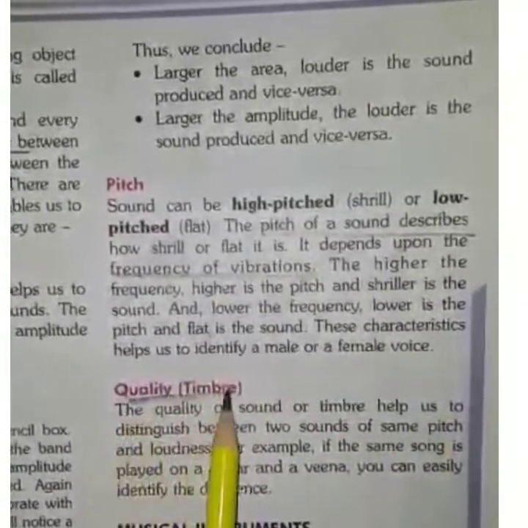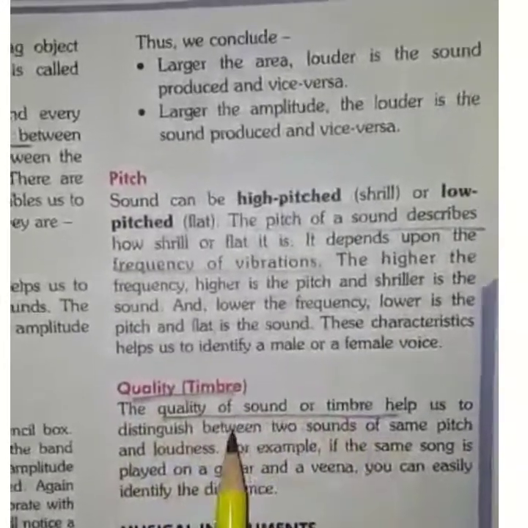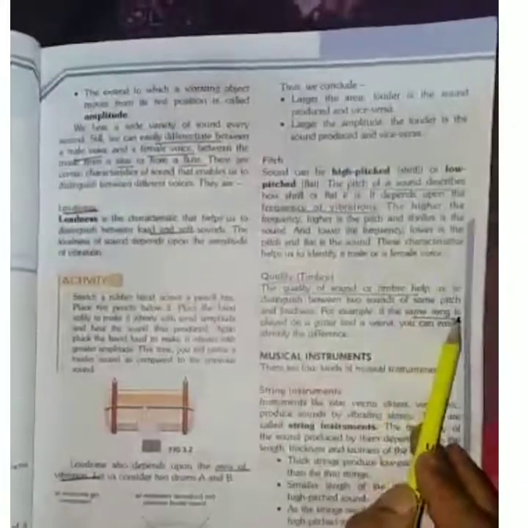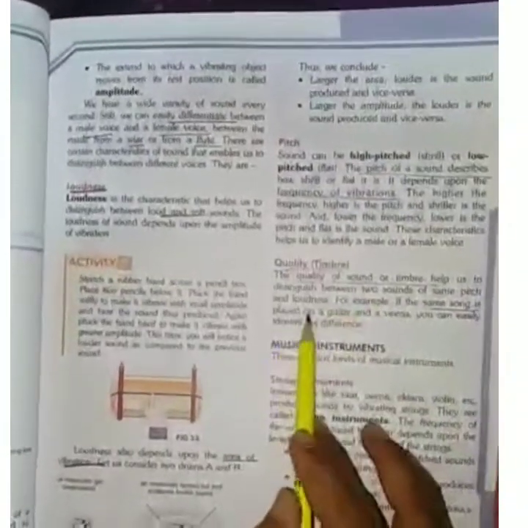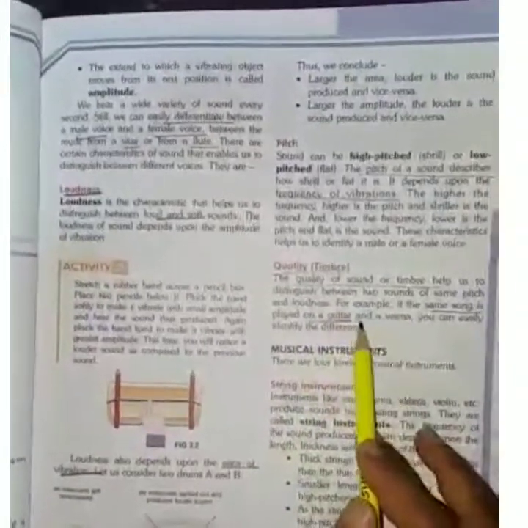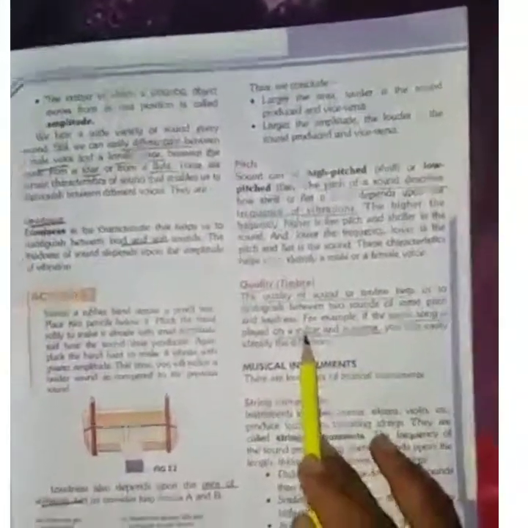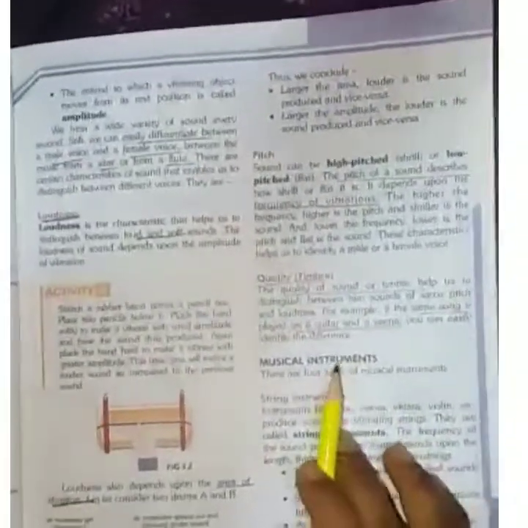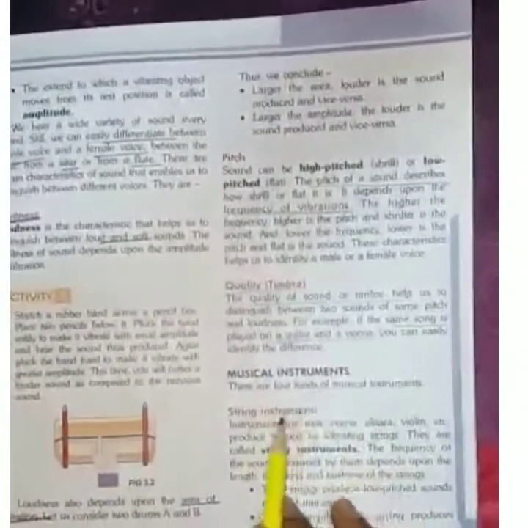Next we have timbre, or quality of the sound. It helps us to distinguish between two sounds of the same pitch and loudness. If the same song is played on the guitar and the veena, you can take it, play it on the guitar or play it on the veena. You will finally identify the difference. You can understand the difference.